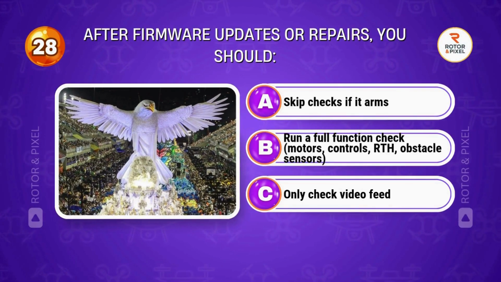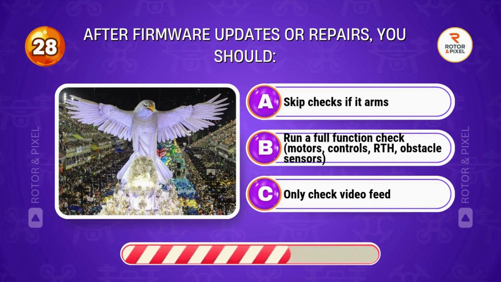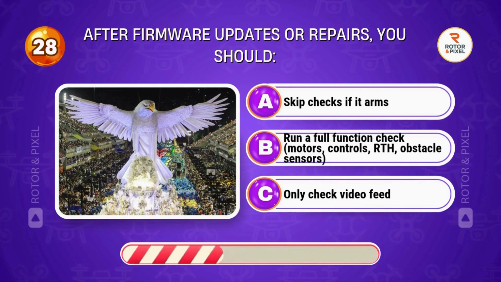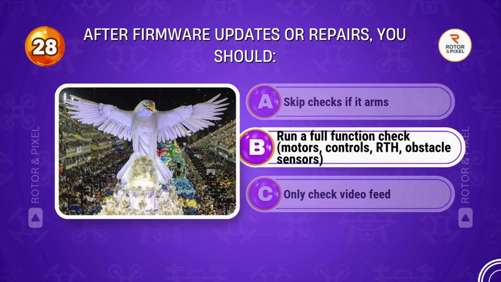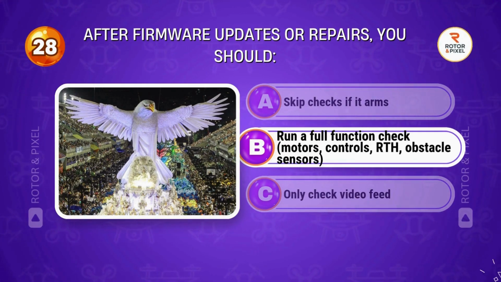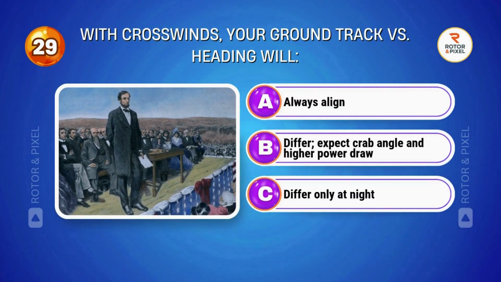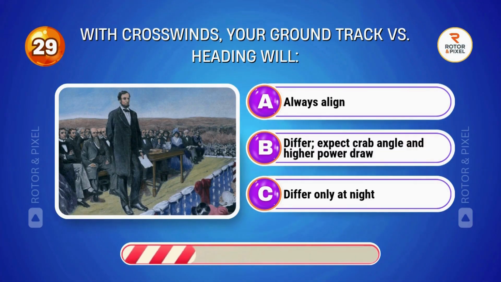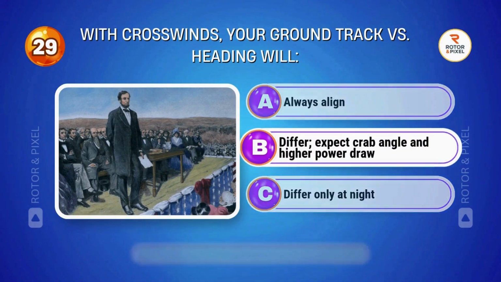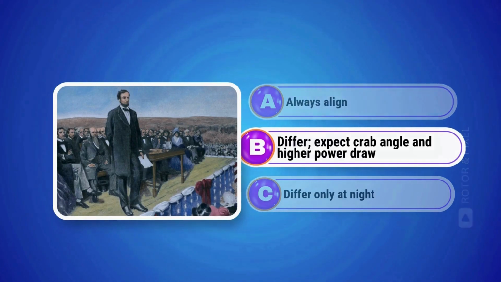After firmware updates or repairs, you should... Answer B. Run a full function check: motors, controls, RTH, obstacle sensors. With crosswinds, your ground track versus heading will... Answer B. Differ. Expect crab angle and higher power draw.